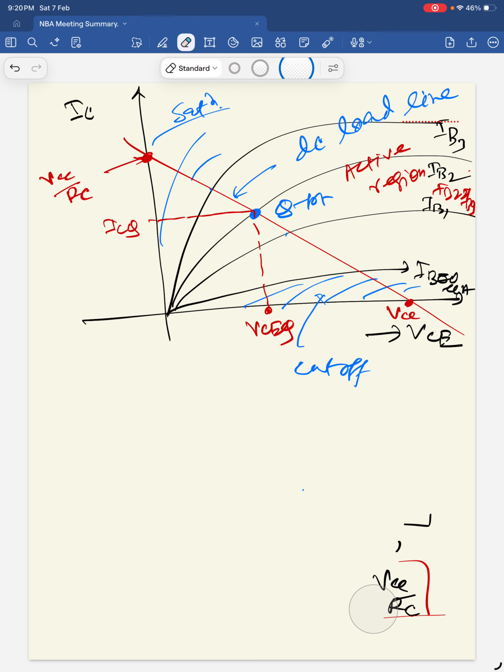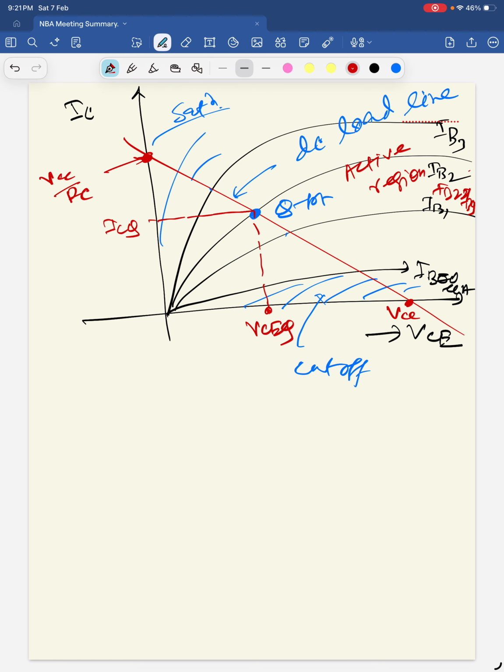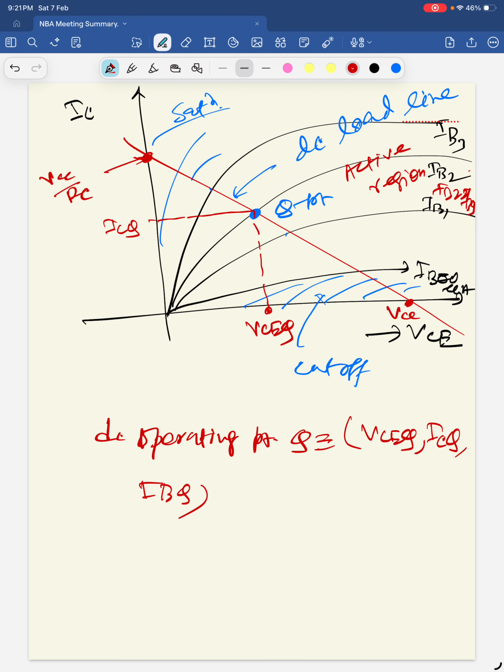So in the next part, the DC operating point or quiescent point Q could be represented by VCEQ, ICQ and IBQ. These are fixed. Now Q point is fixed in this position. For a particular type of amplification, this Q point should be constant. It should not be changed.